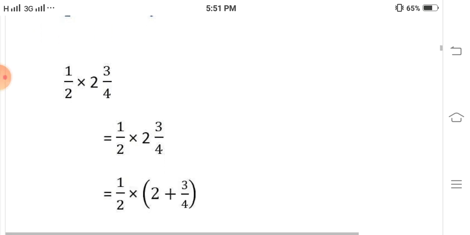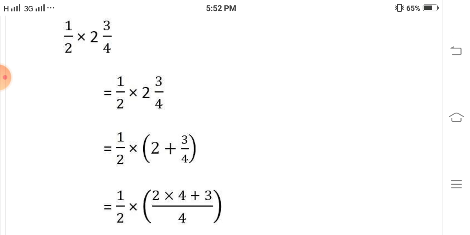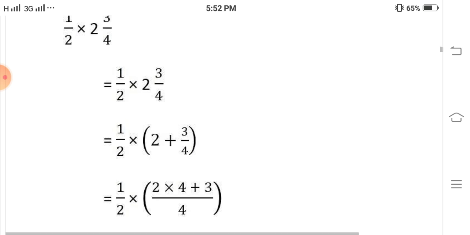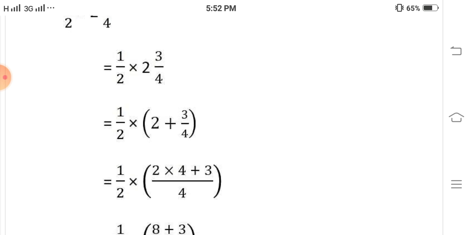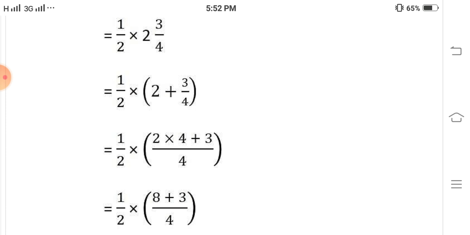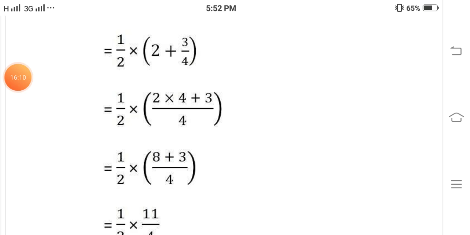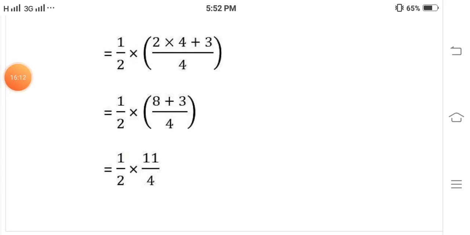We will split the mixed fraction as we always do. 1 by 2 multiplied by 2 plus 3 upon 4. Now we will simplify it. 2 will be multiplied with 4 plus 3. So it becomes 1 by 2 multiplied by 2 into 4 plus 3 upon 4. Further it is equals to 1 by 2 multiplied by 8 plus 3 upon 4, which is equals to 1 by 2 multiplied by 11 upon 4.